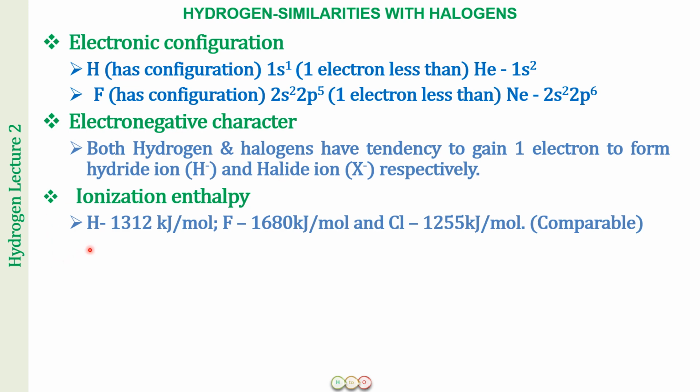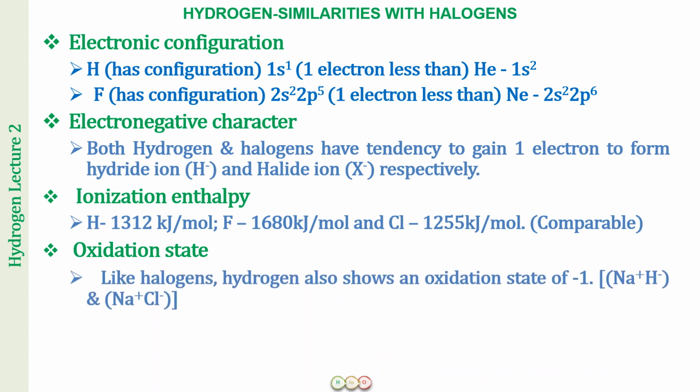We have hydrogen having the value of 1312 kilojoule per mole. Fluorine, it is 1680 kilojoule per mole. For chlorine, this is 1255 kilojoule per mole. So these values are quite comparable, whereas there was a difference in the values for hydrogen and the alkali metals, right? The next we have is the similarity in the oxidation state.